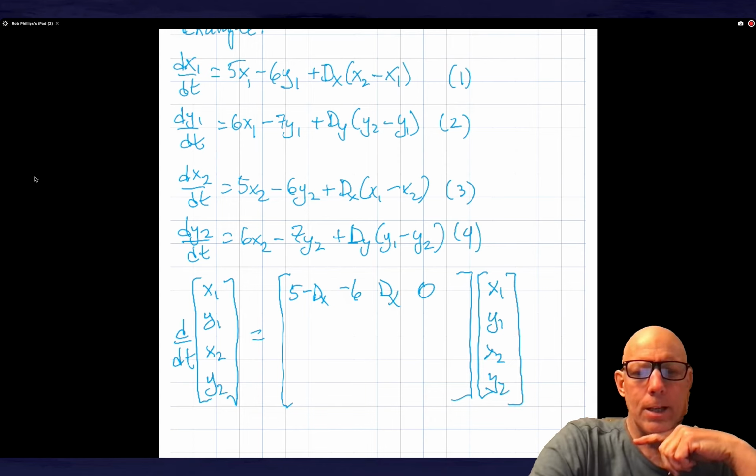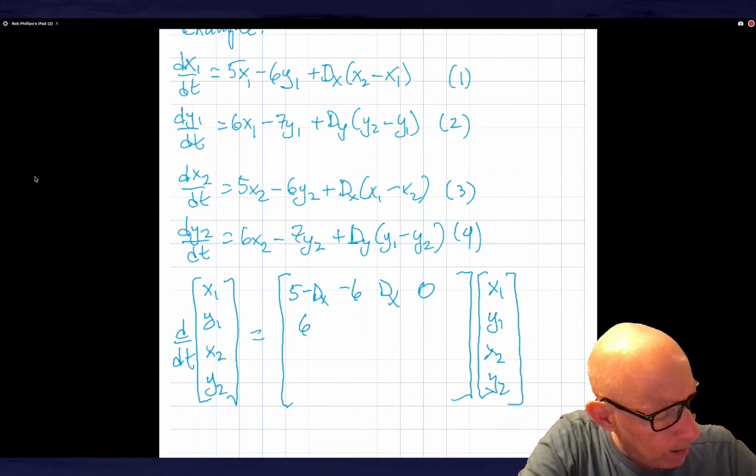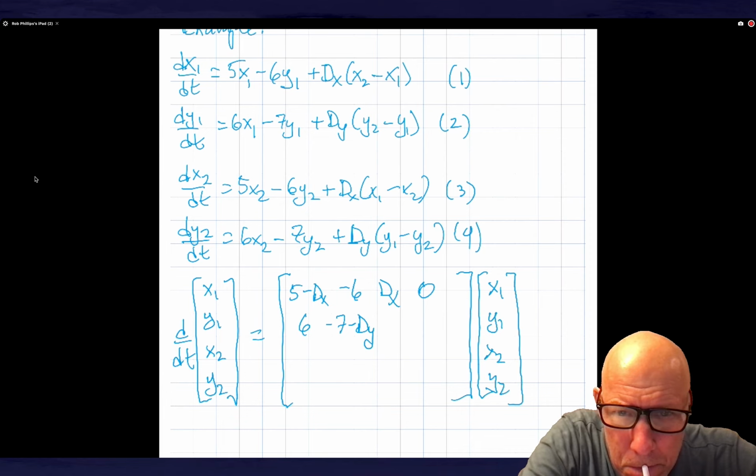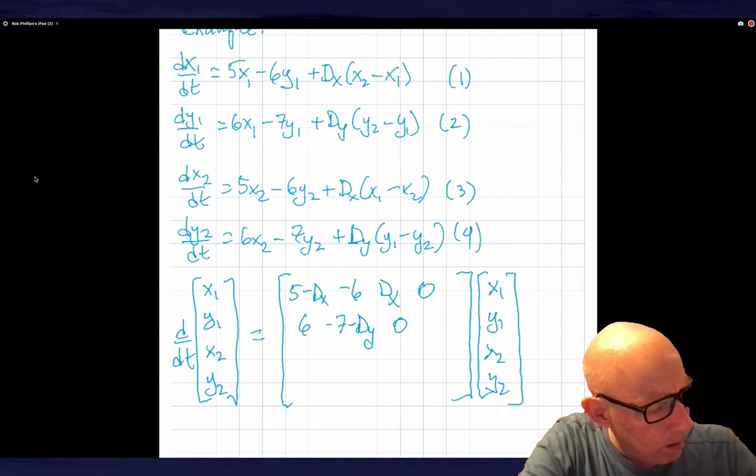Now I'm going to do the same thing, so I get a 6 here, and then y1 appears twice here. It appears with a minus 7 minus dy. And then I have a 0, and then I have a dy.